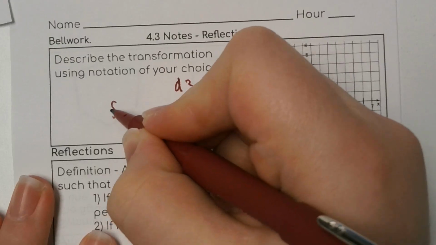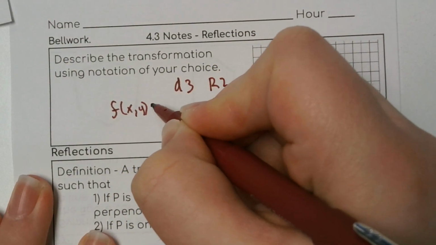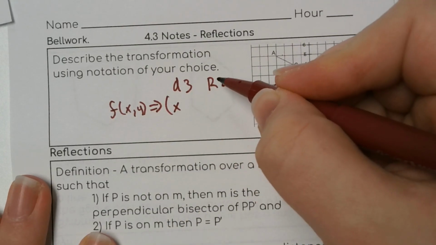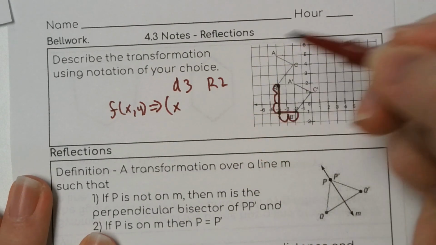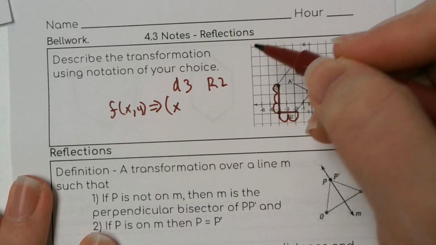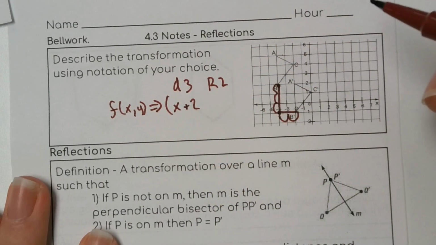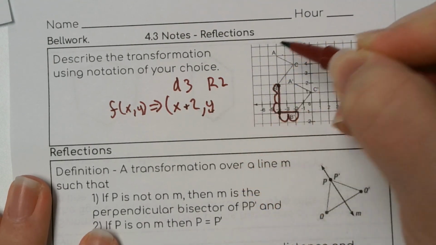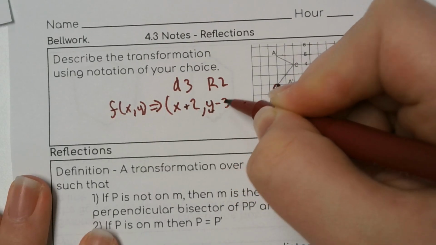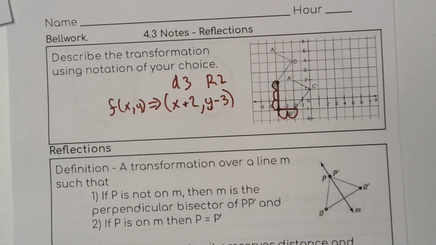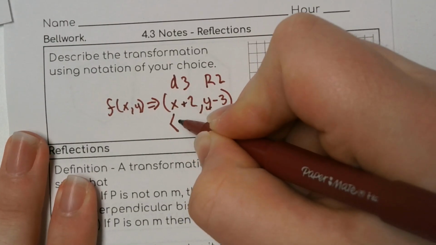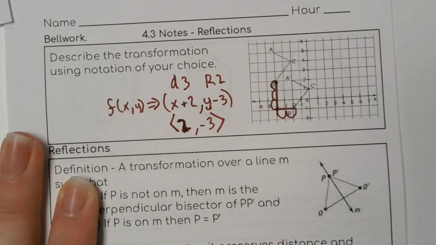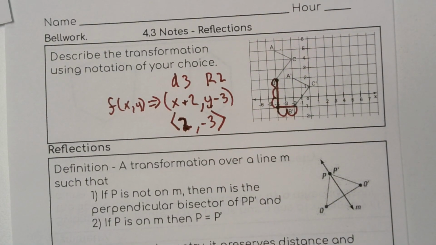If we wanted function notation, we would write x is right, adding or subtracting to our x. Adding. Nice try. And then down means add or subtract to our y. Subtract. Okay, so then our vector notation would just be 2, comma, -3 in those arrow looking things.